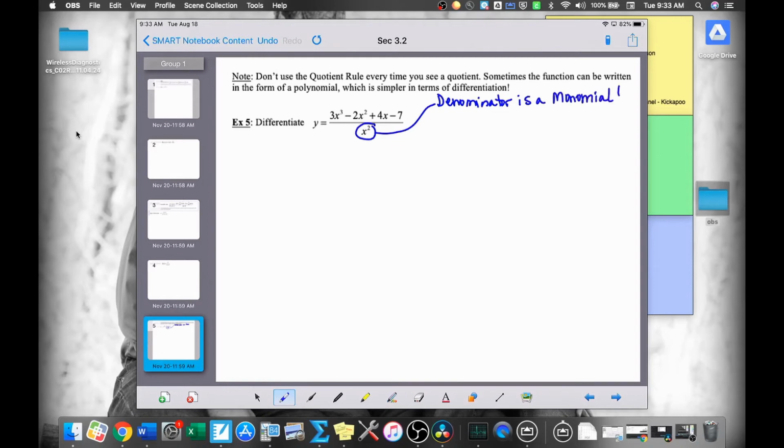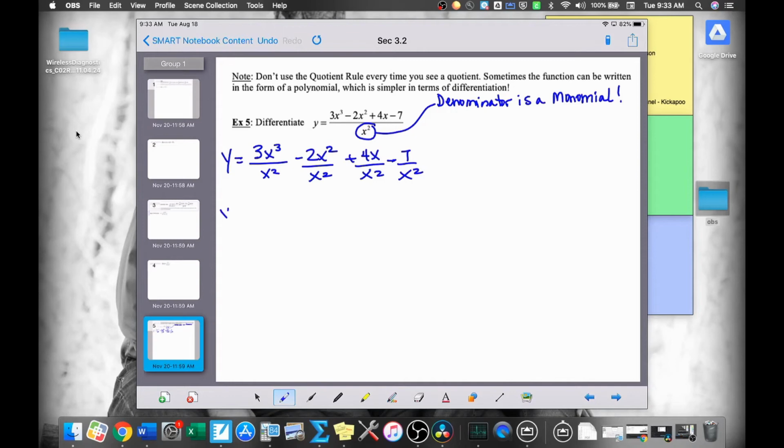So it would actually be simpler to divide every term in the numerator by our monomial denominator, turn this into a polynomial instead of a quotient, and then use the power rule to differentiate. So I'm going to show a step here that you may or may not need to see, but just to make sure that we're clear on what we're doing, I'm taking every term in my numerator, 3x cubed, I'm dividing it by x squared. So minus 2x squared over x squared plus 4x over x squared and minus 7 over x squared. If you can do this step in your head, that's wonderful.